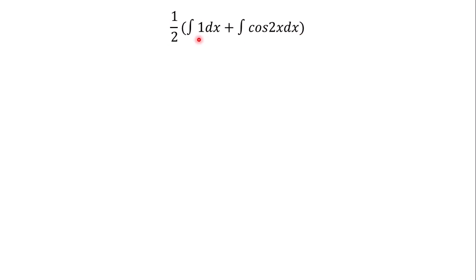Now when you split it, we are going to get half into bracket integral of 1 dx plus integral cos 2x dx. When we integrate this one, we are going to get x, and when you integrate this one, we are going to get 1 over 2 sine 2x. So half into bracket x plus 1 over 2 sine 2x. Now let's open the bracket.